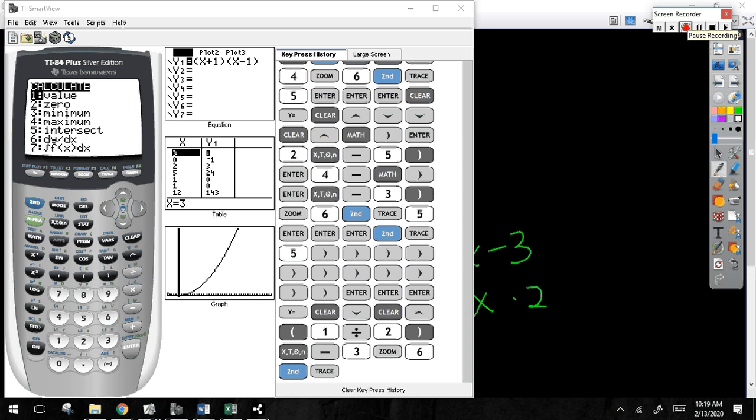Why wouldn't we press intersect? Because intersect is when you have two different graphs and you're finding the point of intersection of the two graphs. Okay. All right, so choose zero.